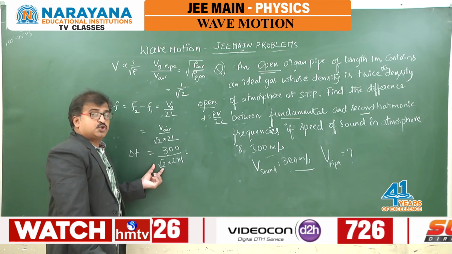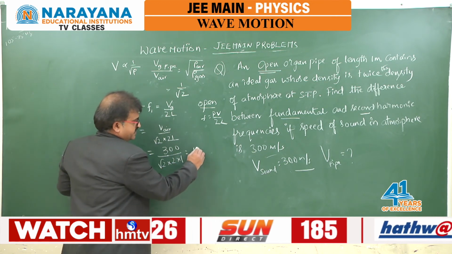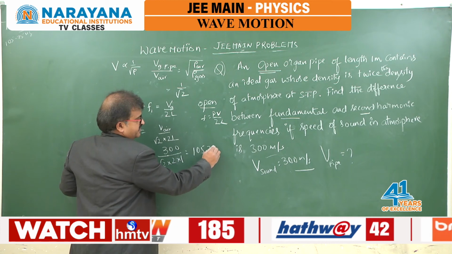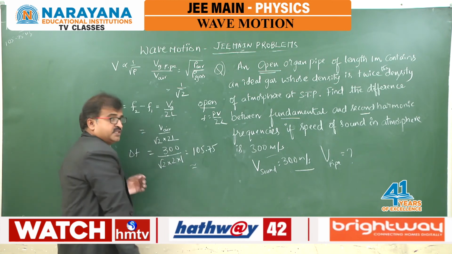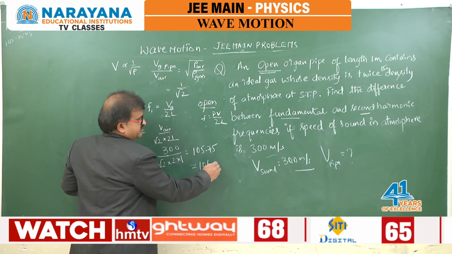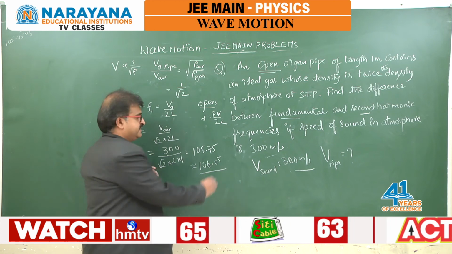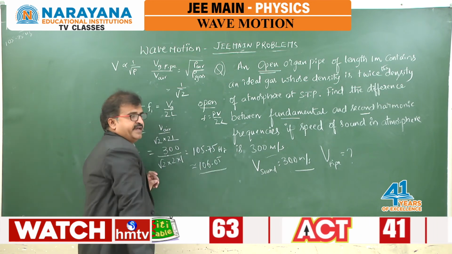By taking the root 2 value 1.414, you will get 105.75. No sir, 1.41 only we have taken. It is 106.05. Like this we will get in Hz.